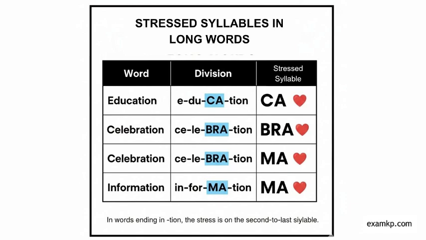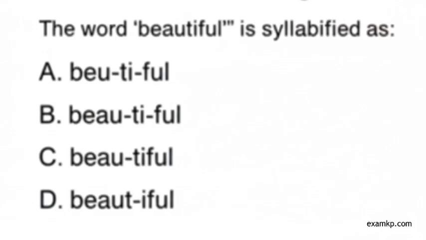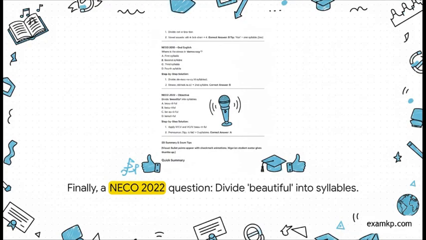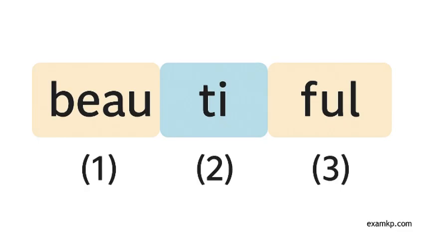Okay, let's tackle one more. This is from NECO 2022, and it's a straight-up test of those division rules we just learned. The task is simple. Divide the word beautiful into its syllables. So let's apply our rules. The eau in beau is what we call a vowel cluster. It makes one sound, so it acts as a single unit and stays together. Then we look at what's left.